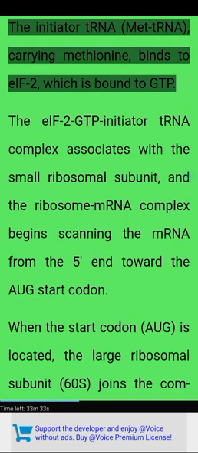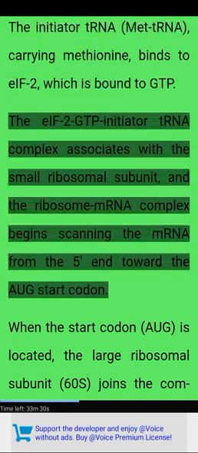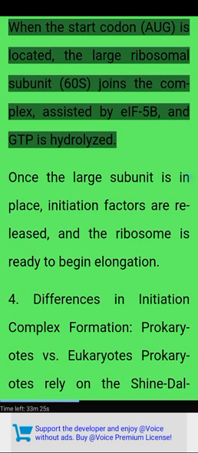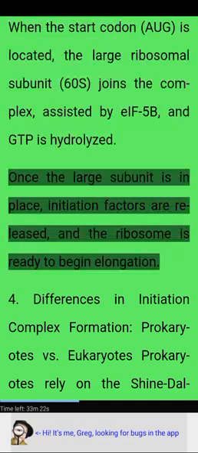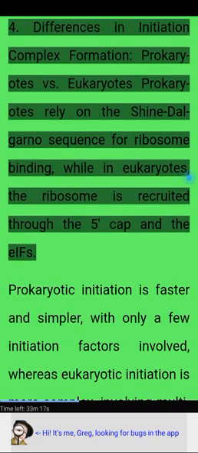The initiator tRNA, Met-tRNA carrying methionine, binds to eIF2, which is bound to GTP. The eIF2-GTP-initiator tRNA complex associates with the small ribosomal subunit, and the ribosome-mRNA complex begins scanning the mRNA from the 5' end toward the AUG start codon. When the start codon AUG is located, the large ribosomal subunit, 60S, joins the complex, assisted by eIF5B, and GTP is hydrolyzed. Once the large subunit is in place, initiation factors are released, and the ribosome is ready to begin elongation.